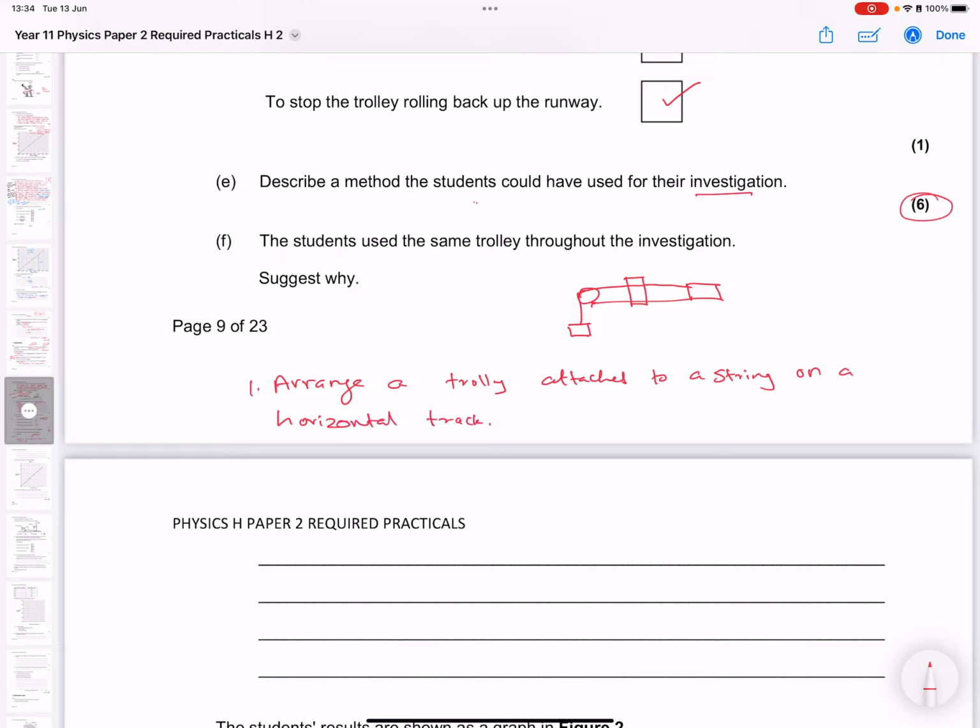Okay, so you can do that. So add a stack of mass at the end of the string through the pulley. So basically you are going to attach a string to the trolley, and on the other end of the string you're going to have a stack of masses, and it should be going through a pulley.